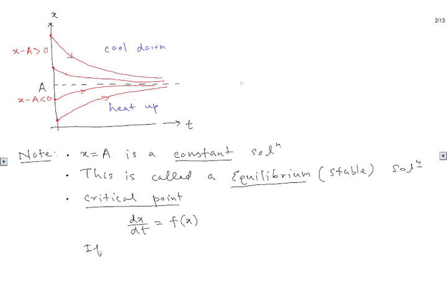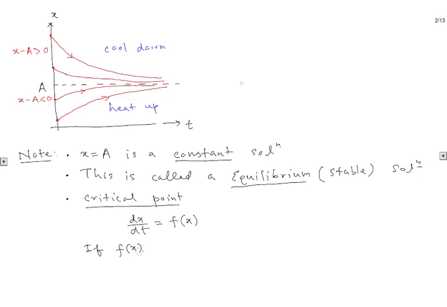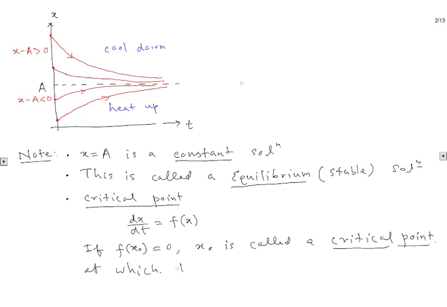So if f(x naught) equals 0, then x naught is called a critical point, at which the derivative is 0. So that means at critical points the derivative is going to be 0.